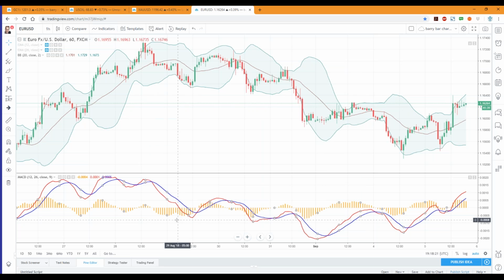Now, Bollinger Bands, we can see the width of the bands tells us how volatile the markets are, but it also gives us a lot of other information.